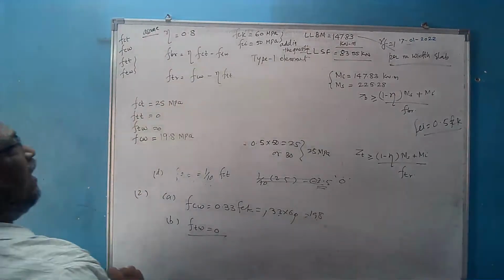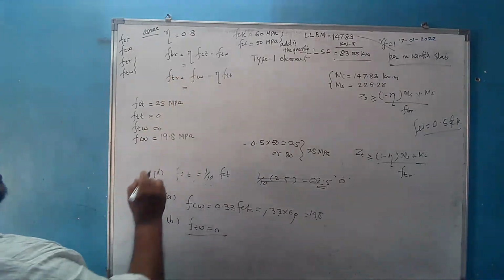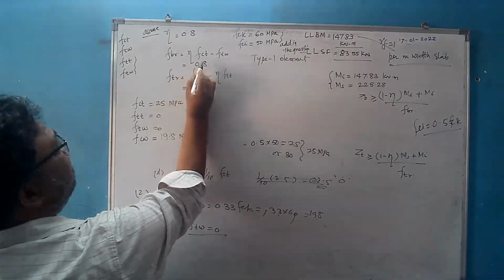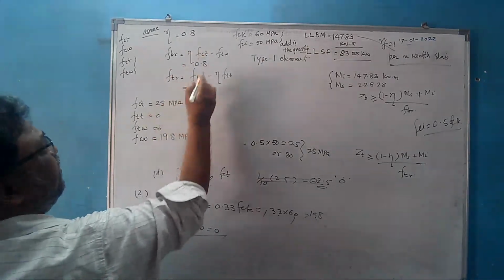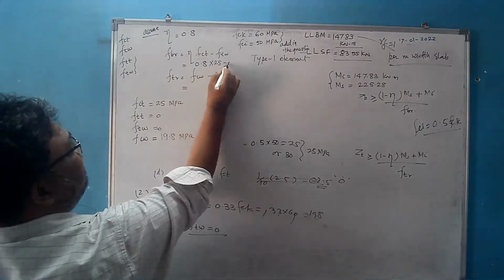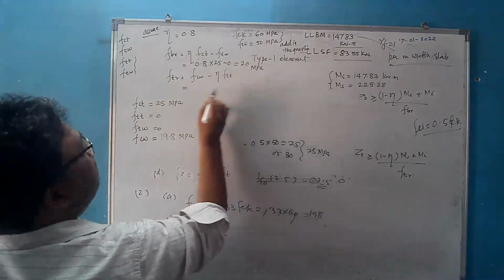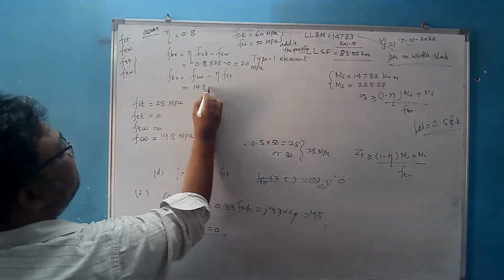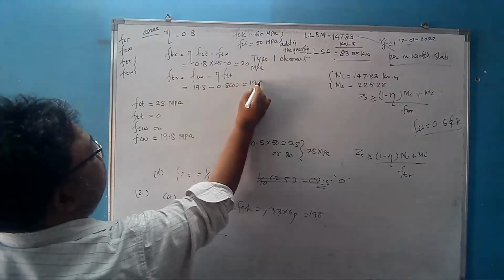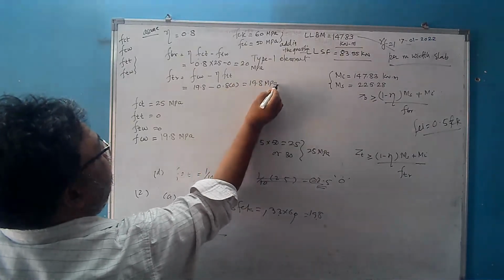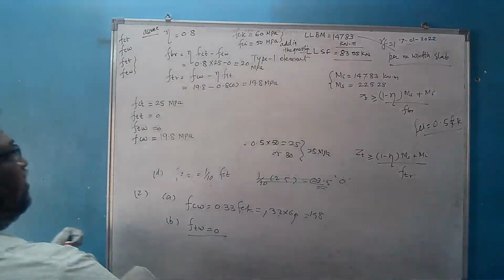Now all the required things are available. Get the value of FBR and tell me the value of FTR. It will be 0.8. Permissible values of stress in concrete in compression at transfer is 25 minus 0. So it will be equal to 25 MPa. It is 19.8 minus 0.8 into 0. So that will be equal to 19.8 MPa. Okay, fine. So we have got all the required answers.